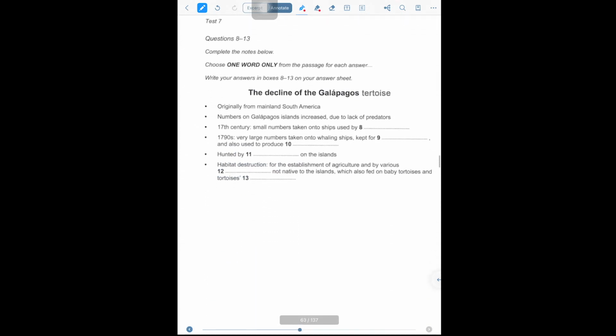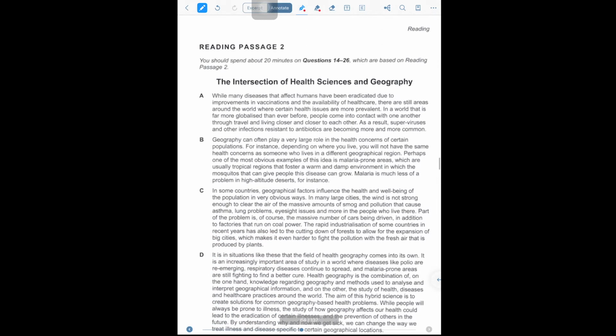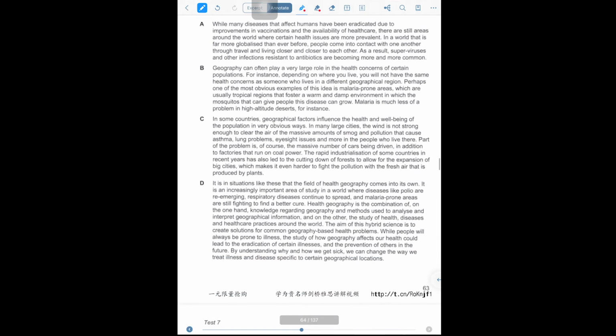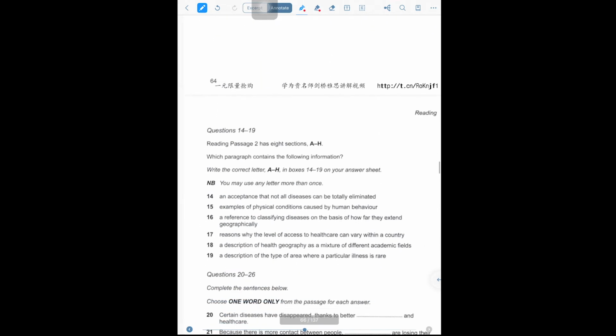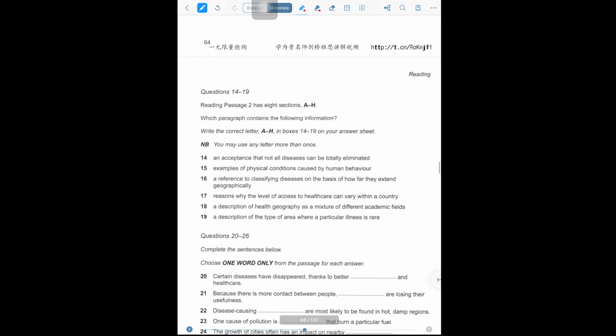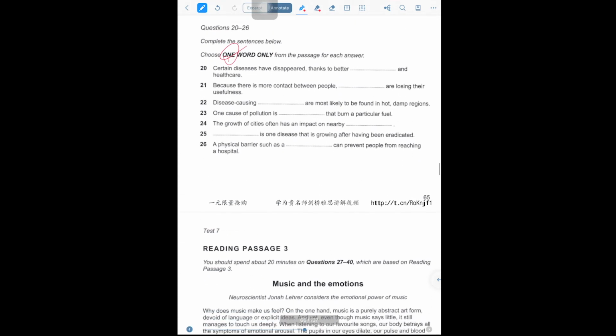Let's take a look. Filling the blanks, one word only. Okay, I like this type. I'm usually really good at it. Passage number 2, intersection of health science and geography. Okay, it's also about science. Notice this usually means there are headings. Yes, matching paragraphs contain the following information. They're okay. Using one word only, fill in the blanks. They're okay too.